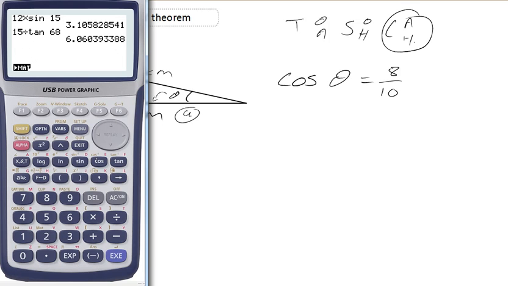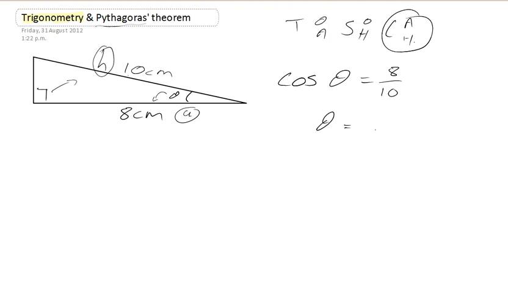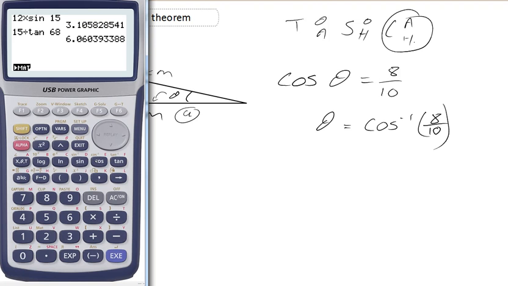Now you will notice on the top of the cos button it says cos minus 1, and sometimes we use the notation that the opposite function has a minus 1 attached to it. So it's like the inverse, the opposite. So the inverse of adding is subtraction, the inverse of multiplying is dividing, the inverse of cos is cos minus 1, and it's there. Cos minus 1 is on your calculator, so is sine minus 1, so is tan minus 1. So when we're finding out an angle, we use those.